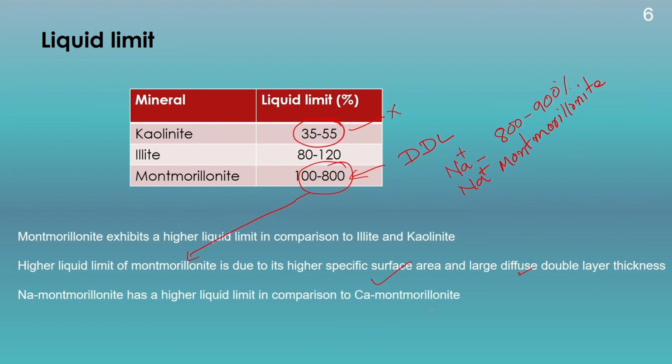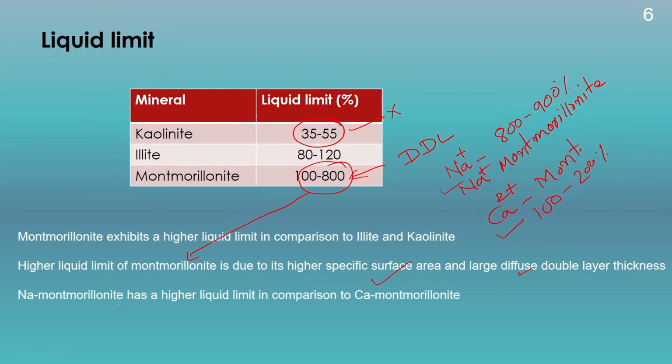If the exchangeable cation is dominantly calcium, then the montmorillonite will be known as calcium montmorillonite, and it will have a smaller value of liquid limit, in the range of 100 to 200 percent. Due to this divalent nature, the force of attraction of the cations towards the clay surface will be larger, therefore less water can penetrate into the interlayer. Therefore, the diffuse double layer thickness will be less for calcium montmorillonite in comparison to sodium montmorillonite.